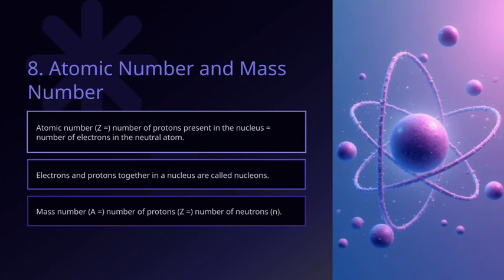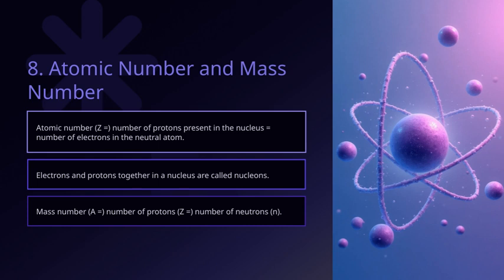Now, let's look at some key concepts related to atomic structure. The mass number, represented by A, tells us the total number of protons and neutrons in an atom's nucleus. Think of it as the total weight of the nucleus, which is crucial for identifying isotopes. The number of protons, Z, defines the atomic number, and it's also equal to the number of electrons in a neutral atom, maintaining electrical neutrality. The neutrons, represented by N, don't affect the charge but contribute to the mass.